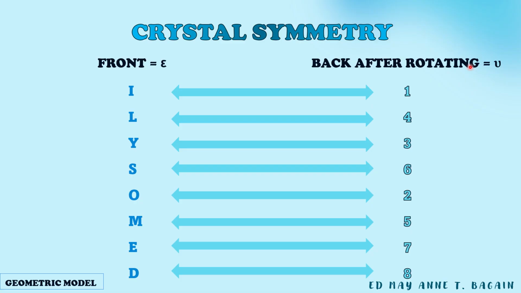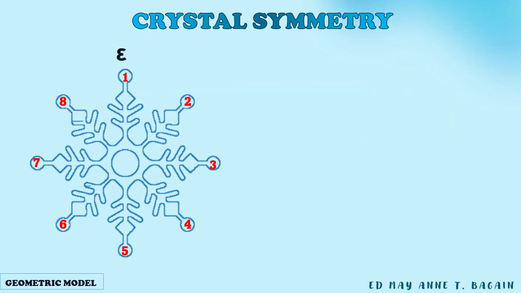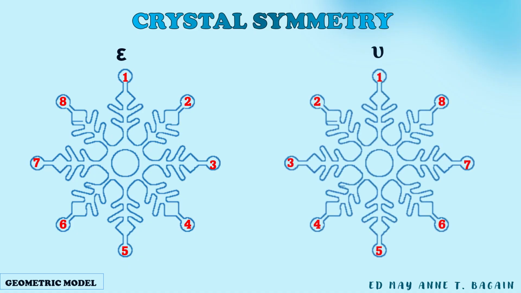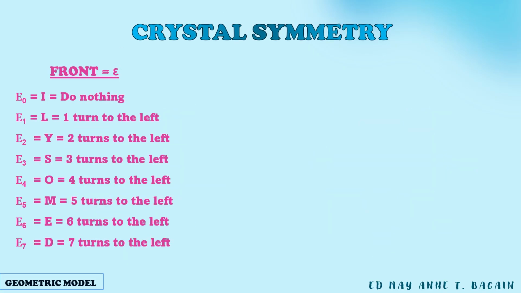Okay, so for flipping vertically and then turning it, 1, 2, 4. Okay, so are you ready? Let's check now. The epsilon, we have 1, 2, 3, 4, 5, 6, 7, 8, and then for upsilon, 1, 8, 7, 6, 5, 4, 3, 2. Okay, we have here the front, which is epsilon.